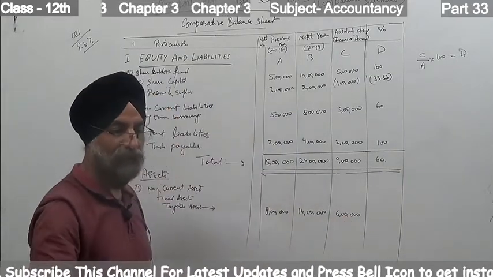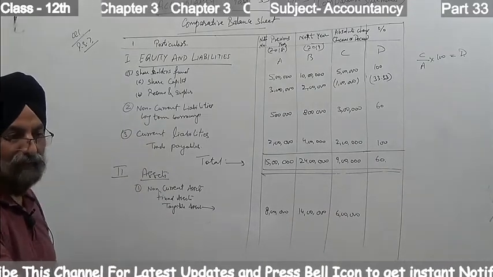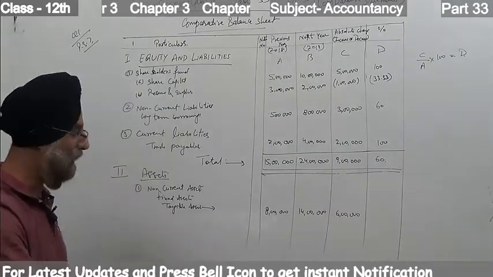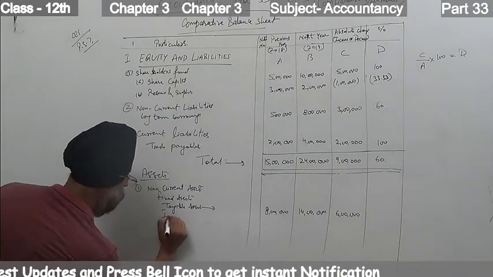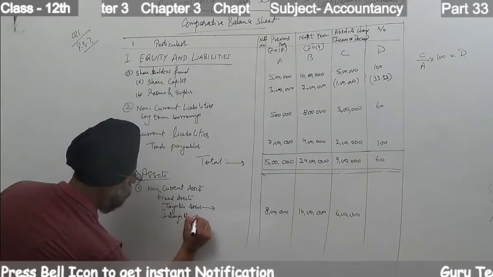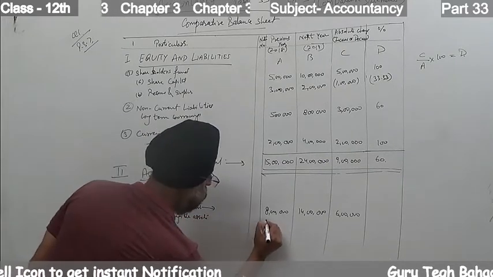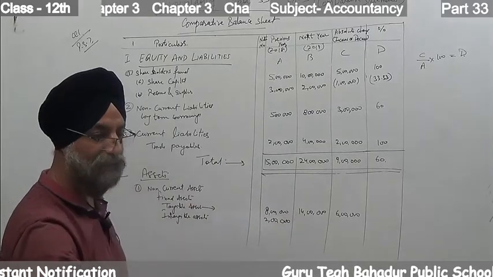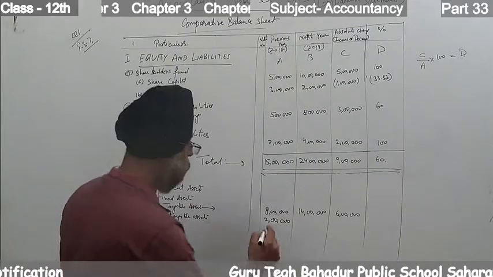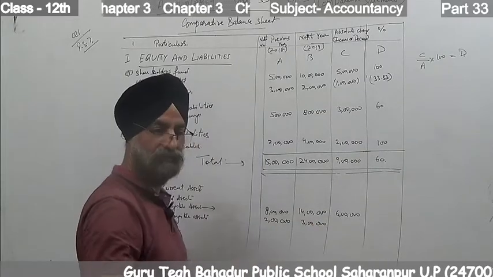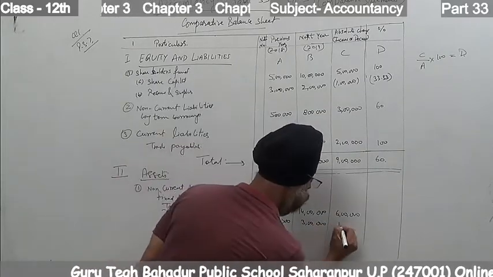See the next value, intangible assets. Likewise, goodwill, maybe patents, these are intangible assets. Their value at the base year is 2 lakh. And in the current year, its value is 3 lakh. Increase in the values, this is 1 lakh.